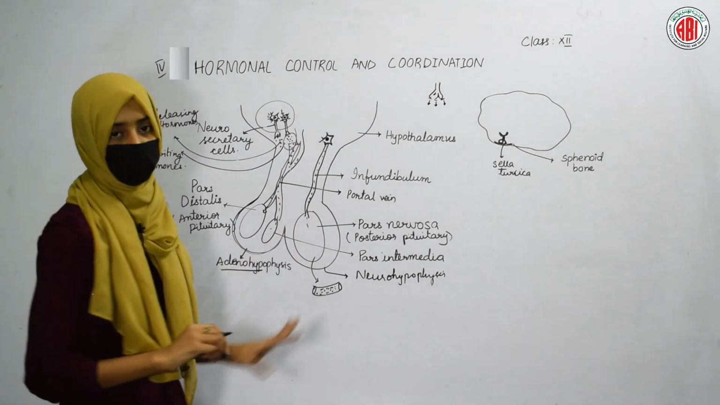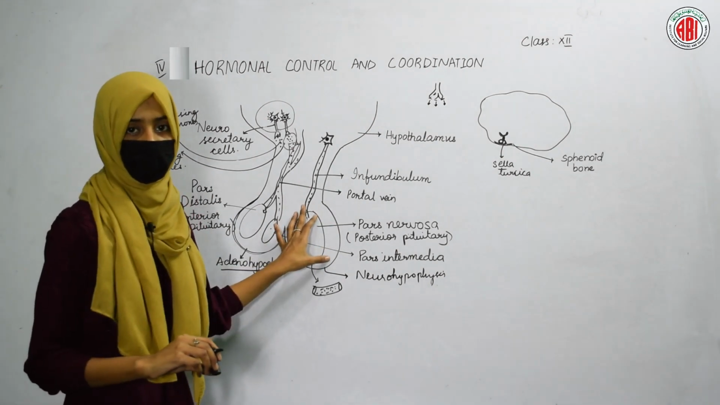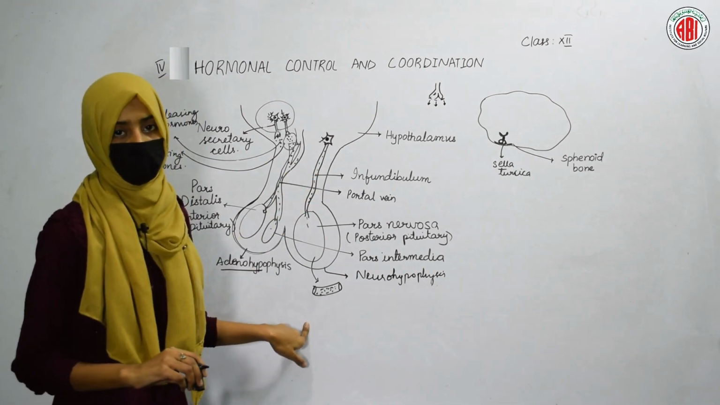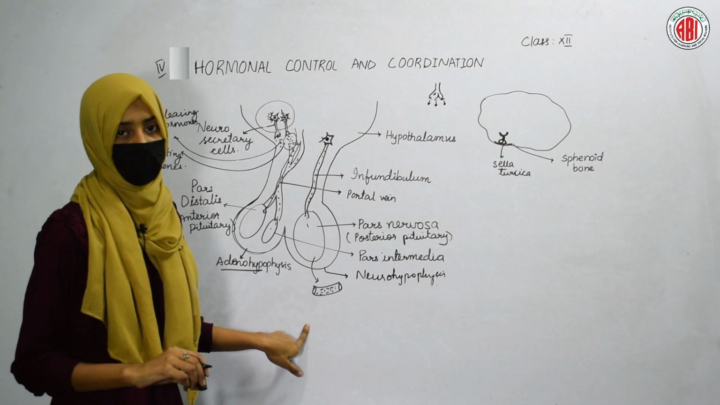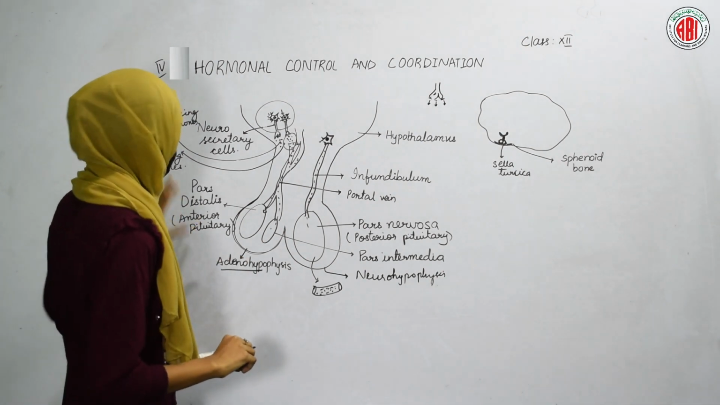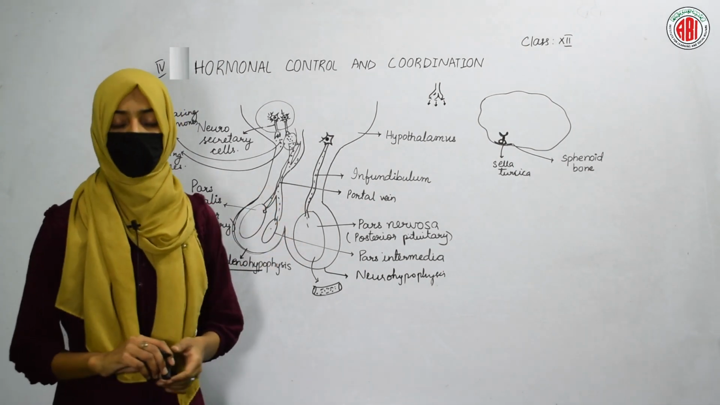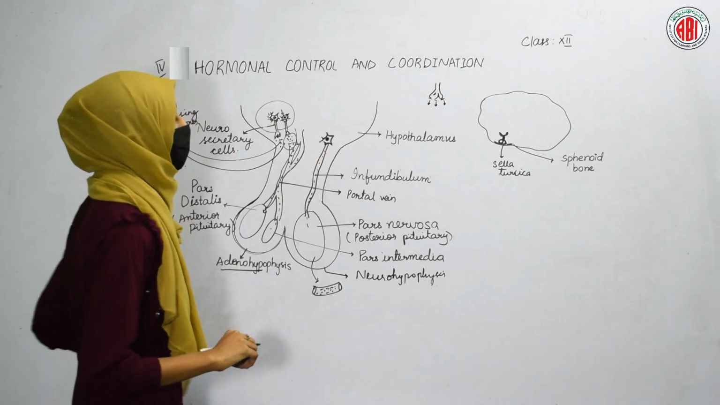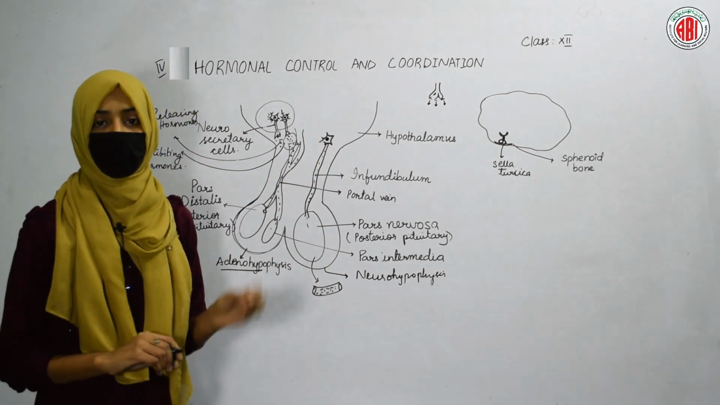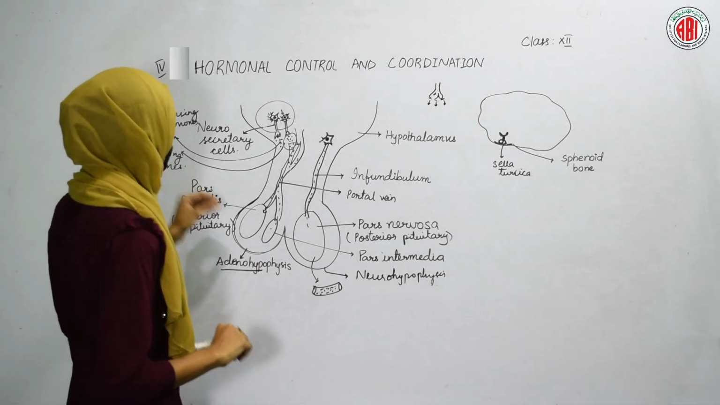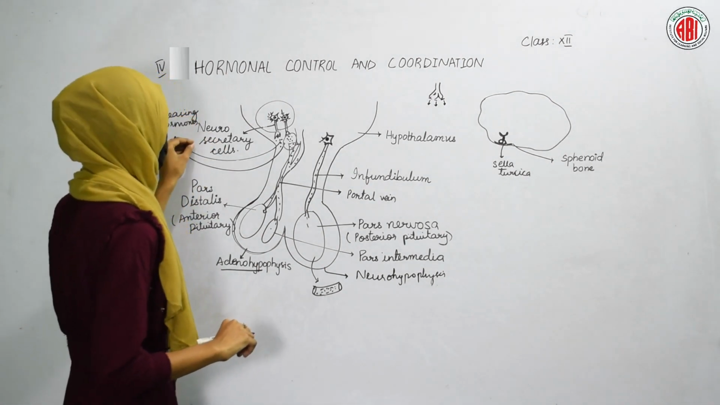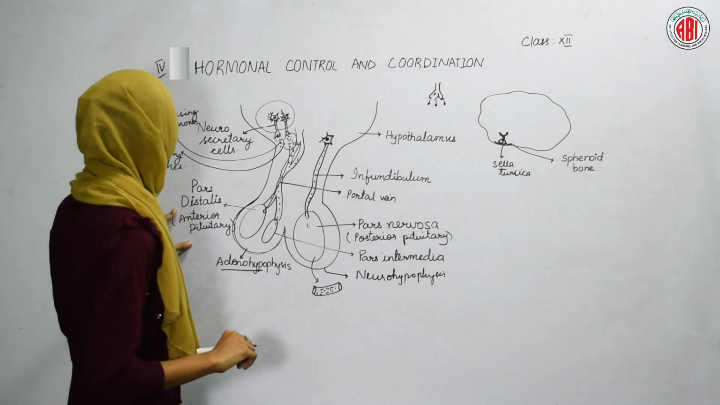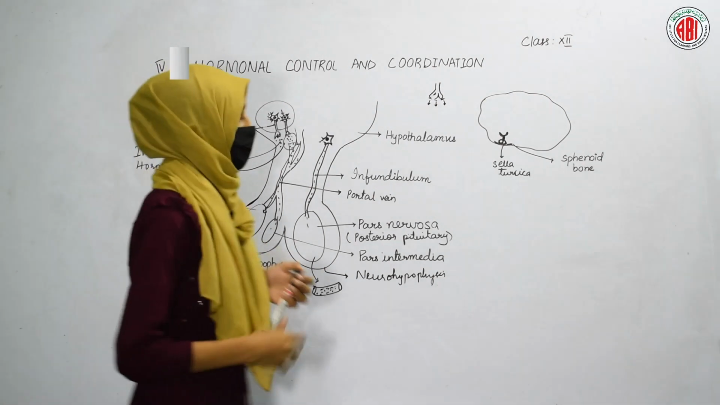It will not release any hormone, just the chemicals which are released by the nerve cell are sent into the blood. So this is what happens in the pituitary gland and also in the region of the brain called the hypothalamus. The hypothalamus is the main region of the brain where nerve cells like neurosecretory cells are present, which stimulate the anterior pituitary.